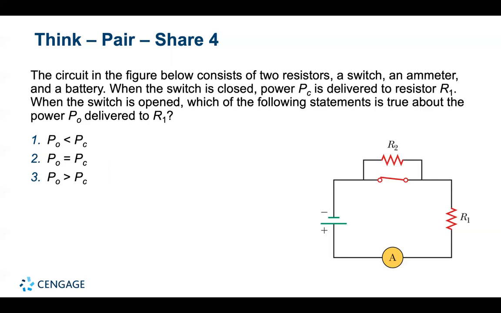The circuit in the figure below consists of two resistors, a switch, an ammeter and a battery. When the switch is closed, power PC is delivered to the resistor R1. When the switch is open, which of the following statements is true about the power PO delivered to R1? And the answer is PO is less than PC. The reason is when the switch is open, resistors R1 and R2 are in series, so the total circuit resistance is larger and the current through R1 is less with the switch open than when it is closed.